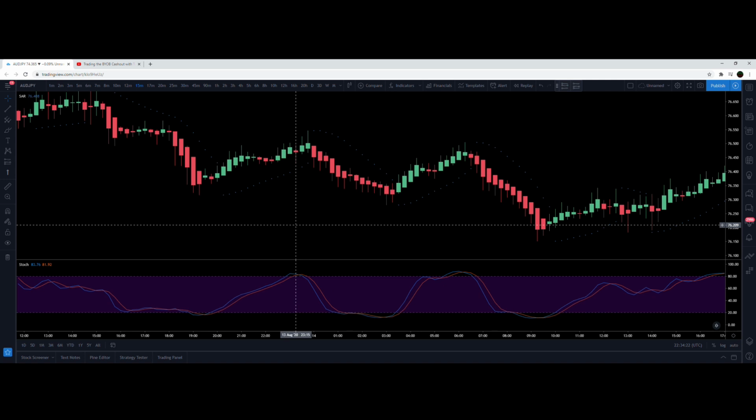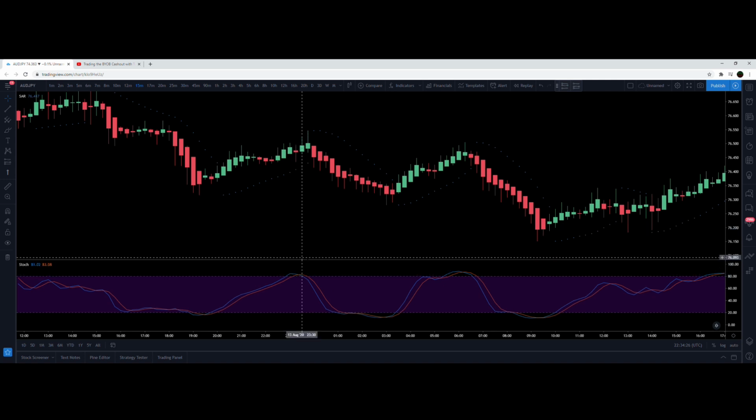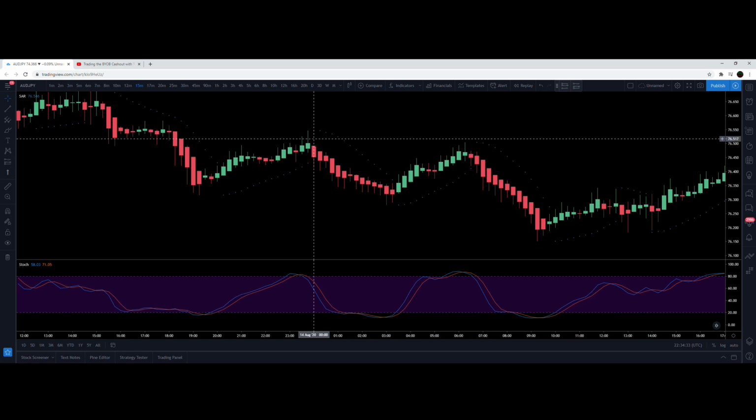So here is an example. We get an over 80 signal. It crosses back down, so we're looking for a short. So a short must also have the Parabolic Sar above it, and we're looking for a red Heikin Ashi candle with no wick above it. So our entry is this candle right here.